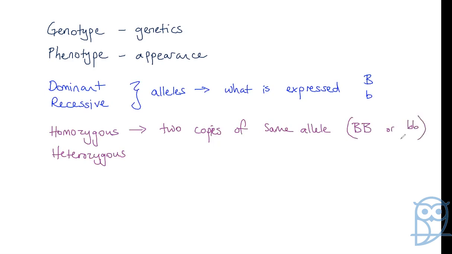And again, both of these are our genotype. For heterozygous, we have 1 copy of each allele. We always have 2 copies of each gene, 1 from the mum, 1 from dad. So here we will be big B, little b. So we are heterozygous. We have 1 dominant, 1 recessive.